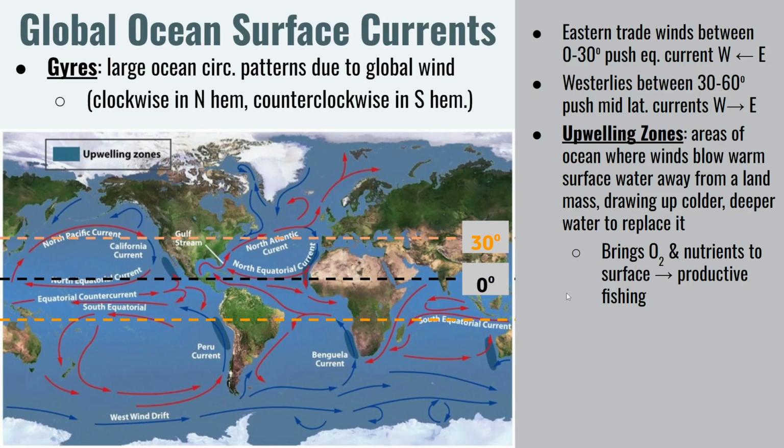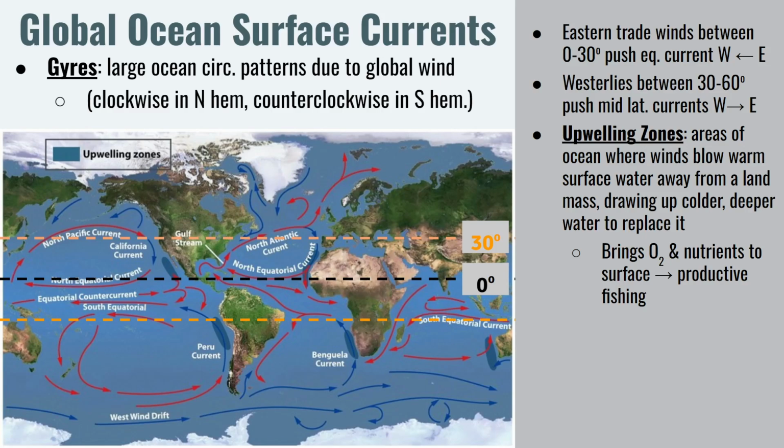Before we get into El Nino and La Nina, we have to look at some global ocean surface current patterns, and the first thing we will discuss here is a gyre. A gyre is a large ocean circulation pattern that happens because of global wind patterns. In the northern hemisphere, they are going to be clockwise, whereas in the southern hemisphere, they are going to be counterclockwise. Let's take a look at how global wind patterns cause these gyres to form.